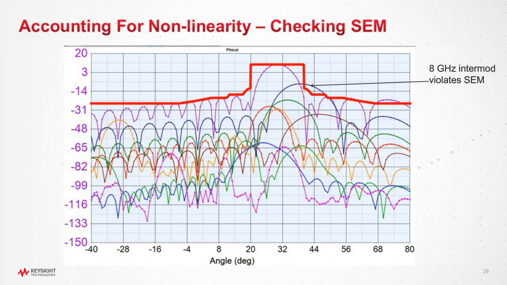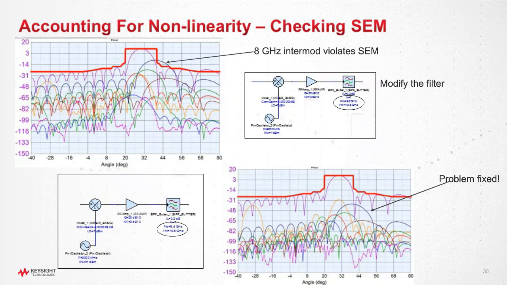If we were to notice this in an anechoic chamber, after everything is designed, developed and the prototype measurement is done, we would have to go back and fix the hardware and then come back to the anechoic chamber to verify it again. We identified that the 8 gigahertz intermod was violating the mask.